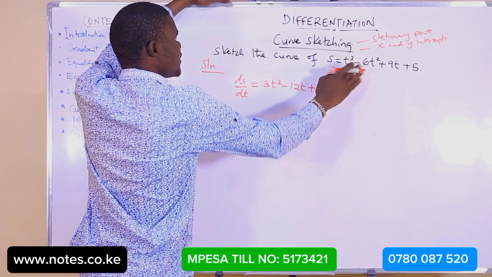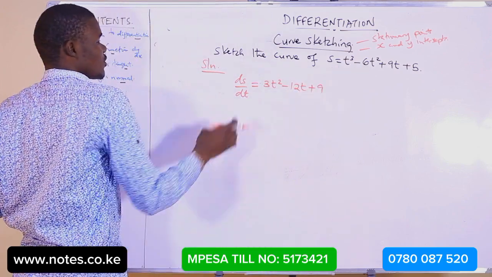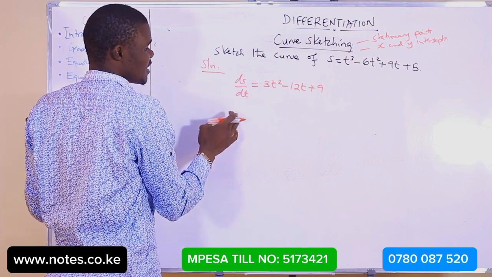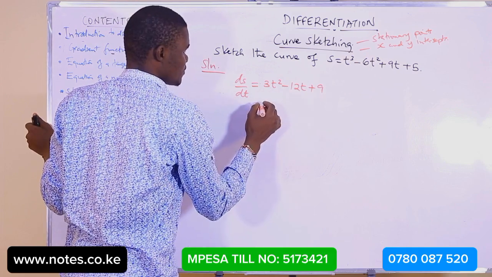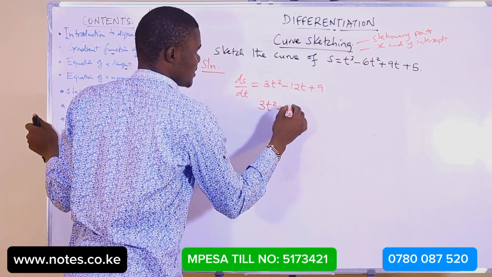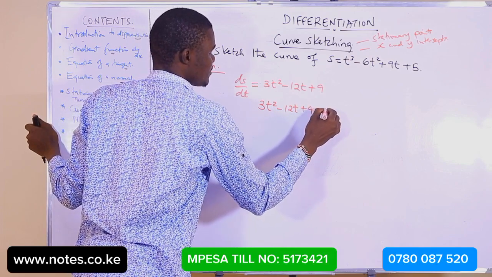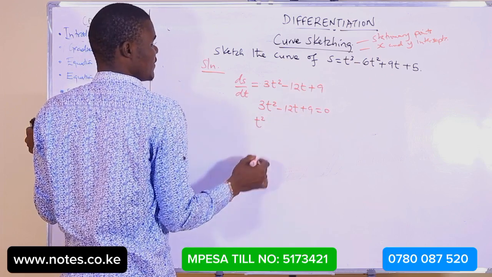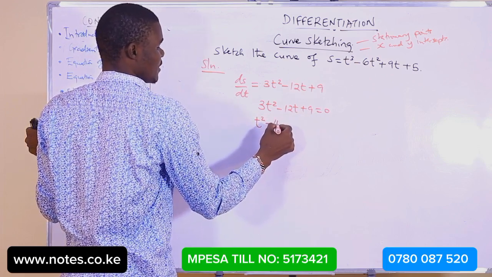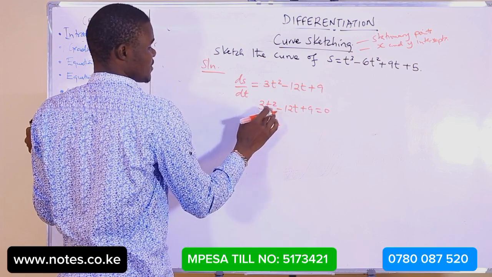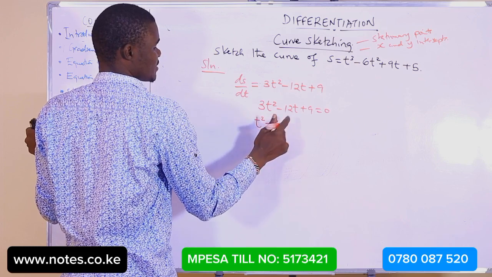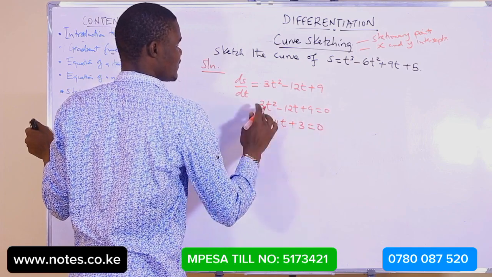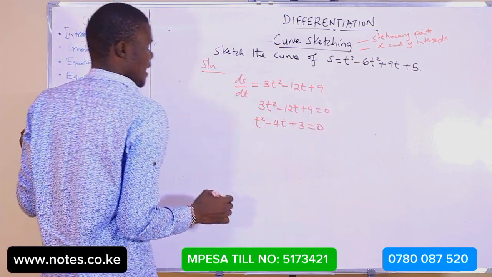So once you differentiate that, you're going to equate this to 0 because at the turning points, dy over dx is equals to 0. So we are going to equate this 3t squared minus 12t plus 9 to 0. So we are going to get the solution. If you divide all through by 3, you're going to get t squared minus 4t plus 3 is equals to 0. I've divided all through by 3.